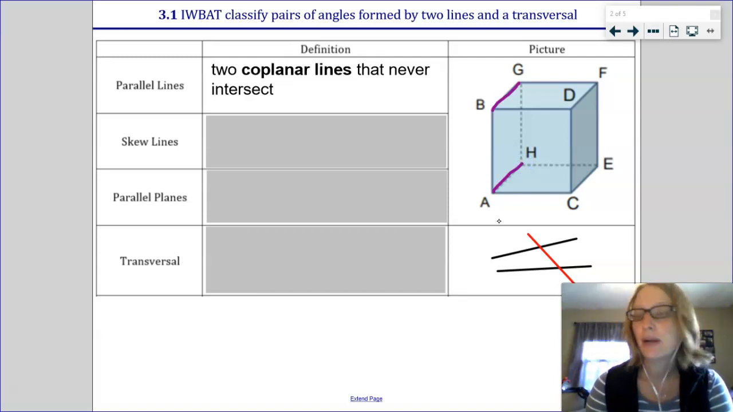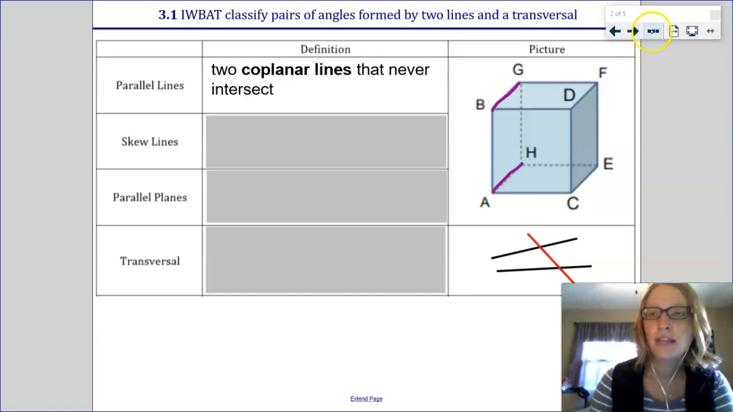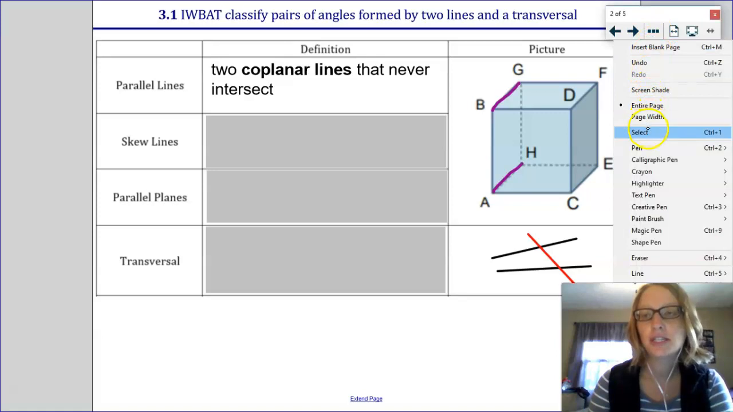You might see a different pair of parallel lines. For example, I could say that DC going down on the right side of the box and FE are parallel lines. Or maybe EC along the bottom edge and DF along the top edge. Lots of different pairs of parallel lines. So go ahead and in your figure that you've drawn for the picture, just highlight at least one pair of parallel lines there. Then let's move on to our next definition, skew lines.